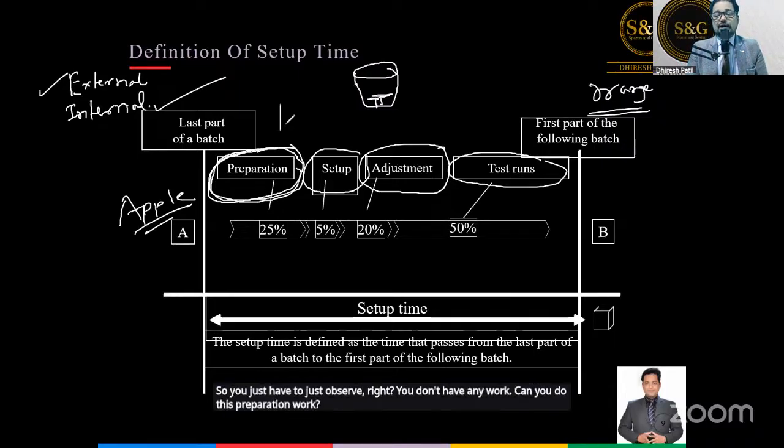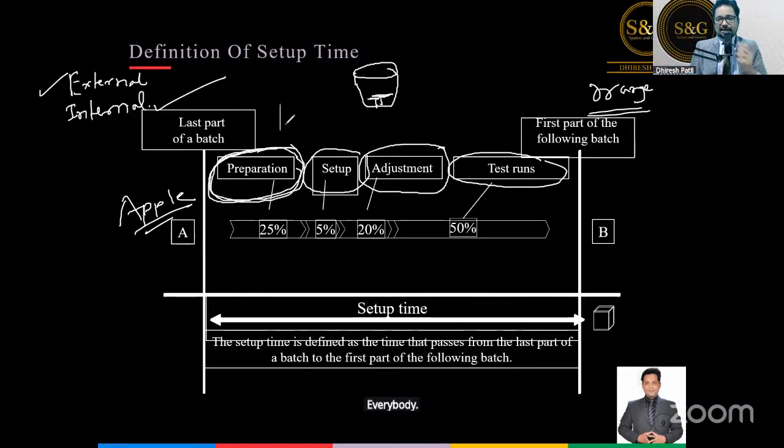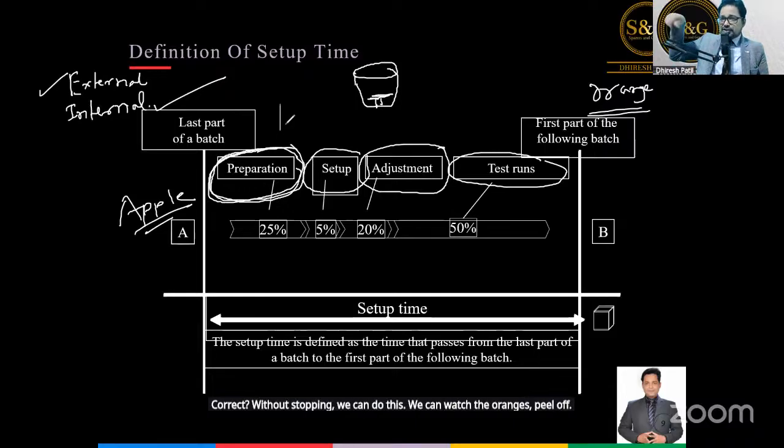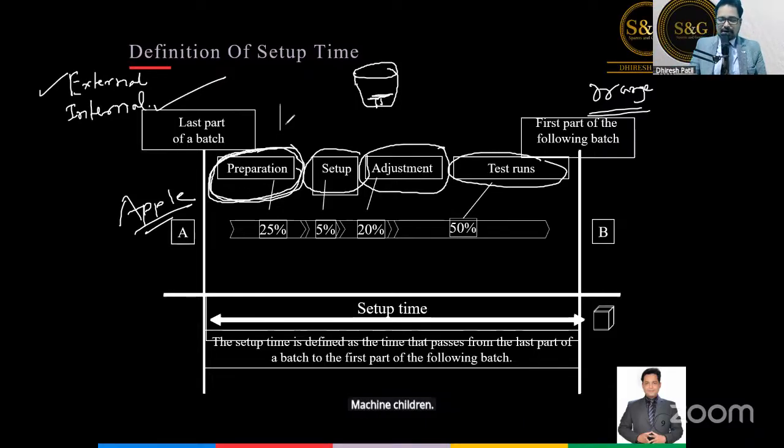Just give me yes or no in the chat box. Everybody, yes, correct. So we don't have to stop the machine for that. Without stopping, we can do this. We can wash the oranges, peel them. The machine is running beside. It is on. So preparation is an external activity. So I call it E.